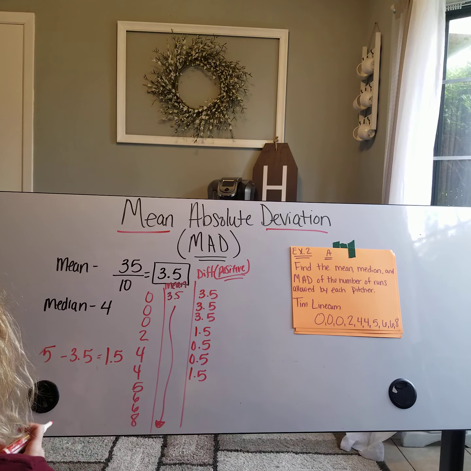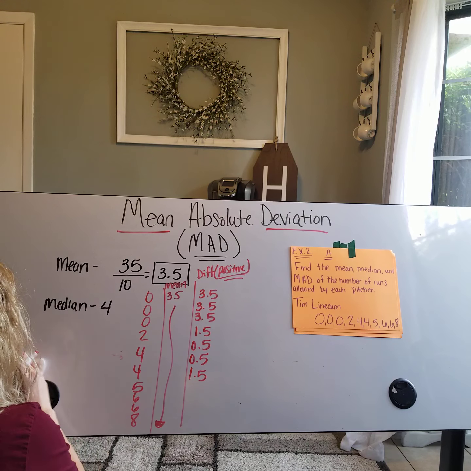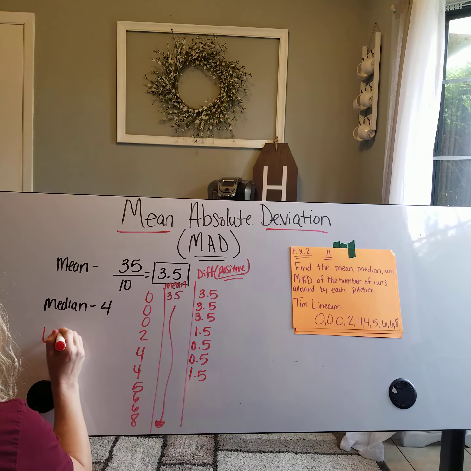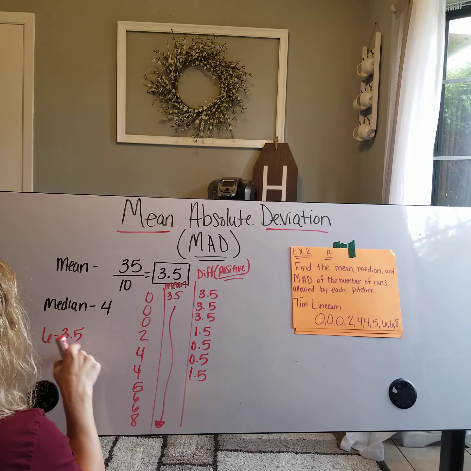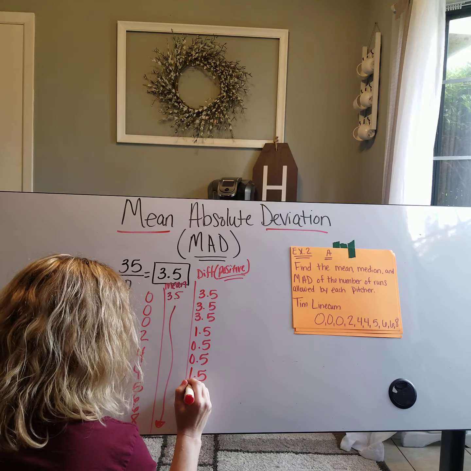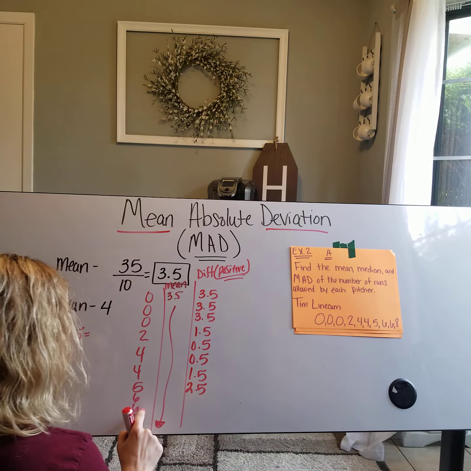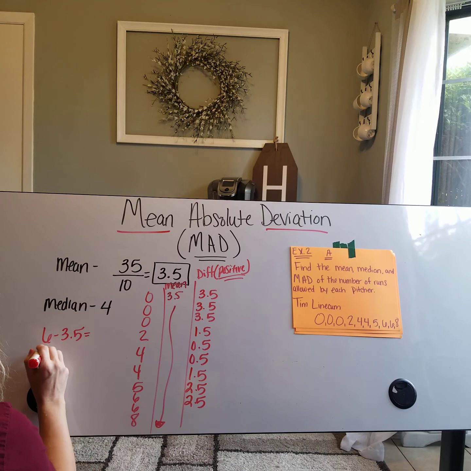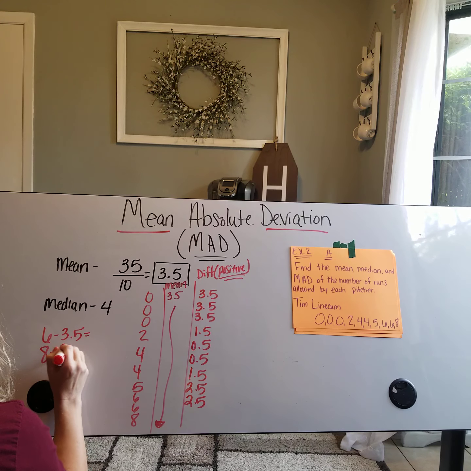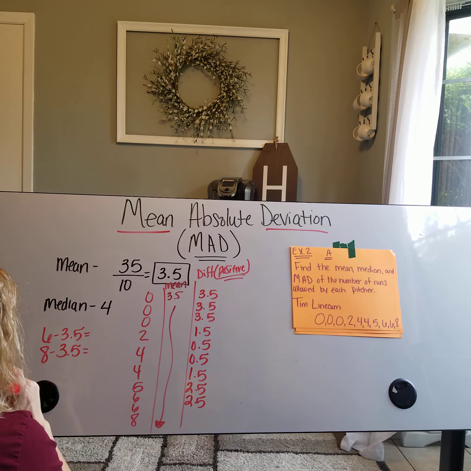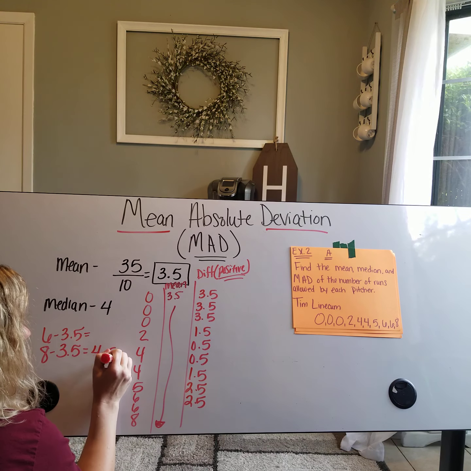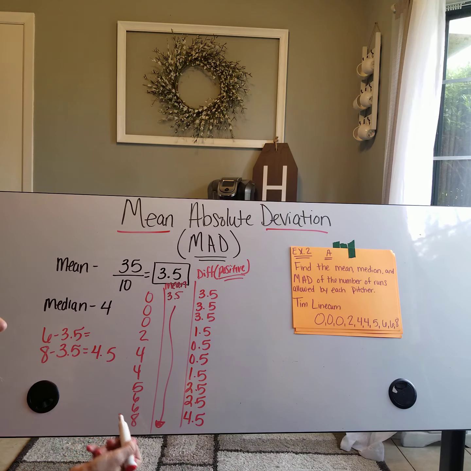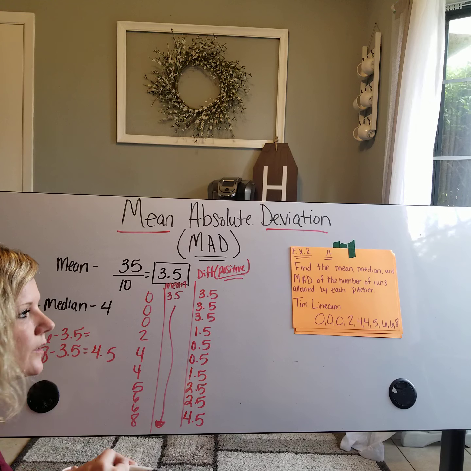You should see some sort of pattern here. So if you have 6 minus your 3 5/10 to see how far away that is, you should get 2 5/10. Okay, and again, 2 5/10. So then we have to have 8. 8 minus 3 5/10 should give you 4 5/10.